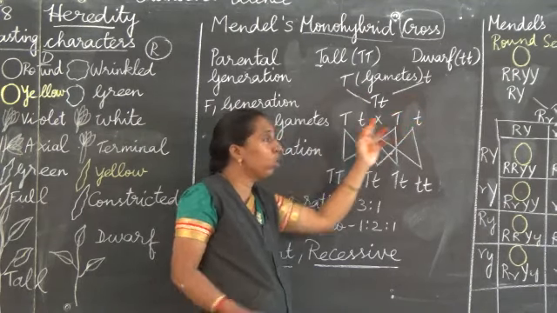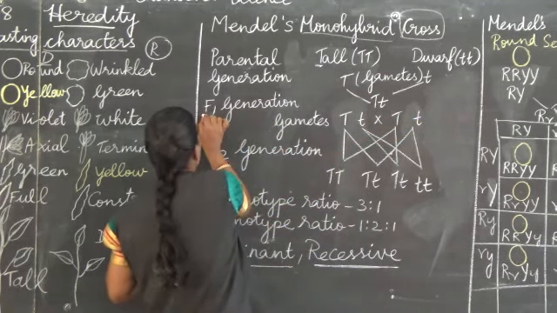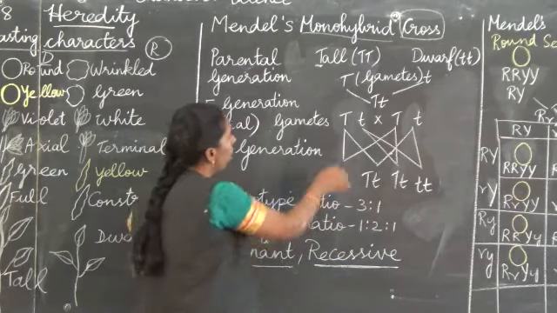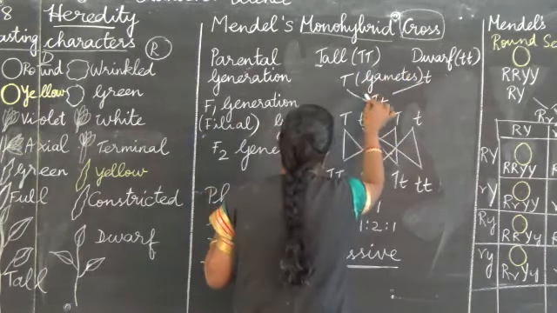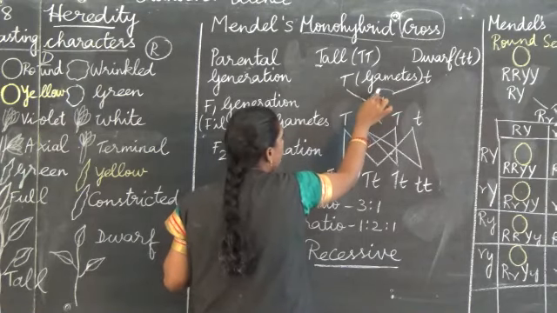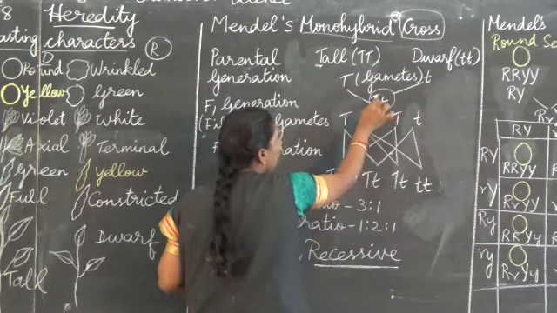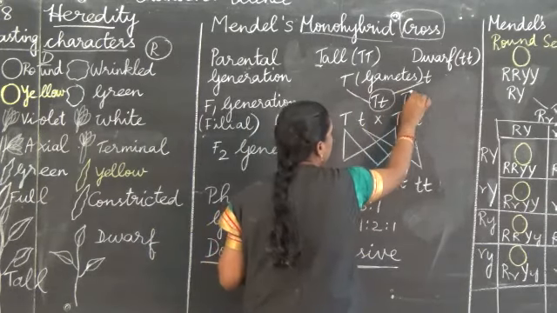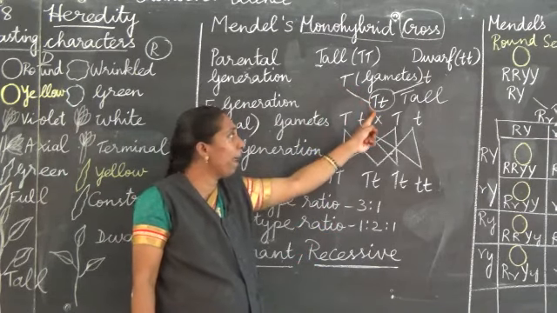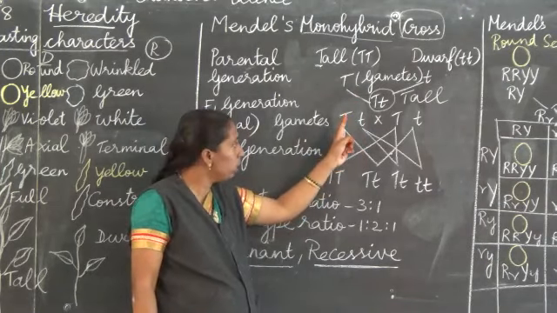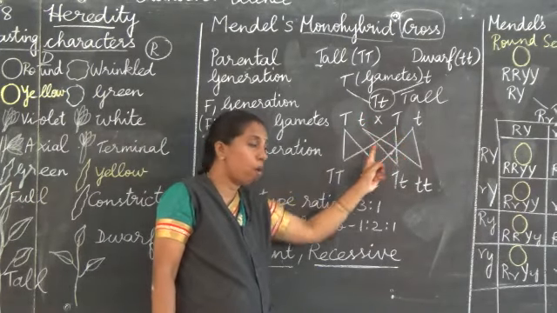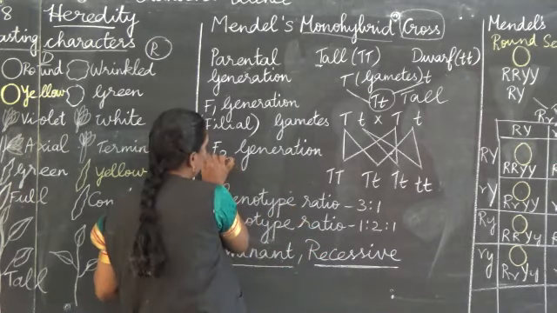Capital T, small t. The generation after the parents, the first filial generation, is called the F1 generation. In the tall plant, capital T is one gamete, and in the dwarf, small t is one gamete. When they fuse, they form a tall plant, because the dominant character capital T is present. So in the first generation, all the plants were tall. In the F2 generation, when such plants were self-pollinated, there were four different types of plants.